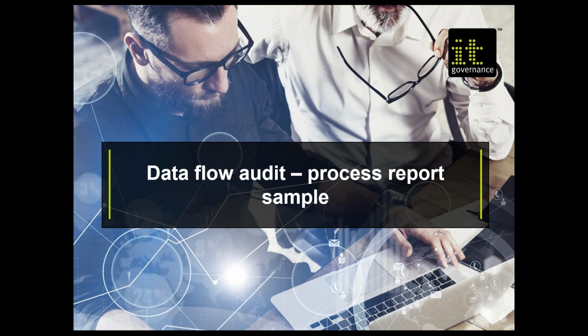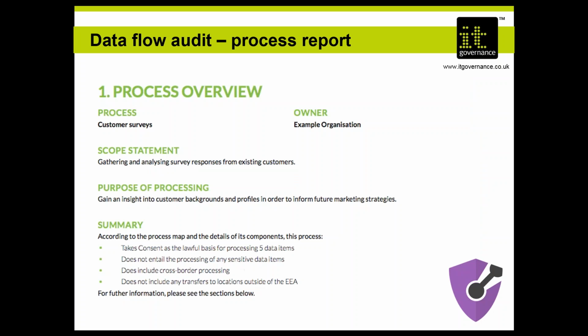So what you're looking to get to typically is a process report that says we've looked at a data flow, and for this example, the process we've looked at might be customer surveys. How do we do a survey? The scope of the audit is the gathering and analyzing of survey responses from existing customers. So we're going to look at the people who put the survey together, how the data is collected, and what happens to the data. The purpose of the processing, because we're collecting and therefore processing personal data, is to gain an insight into customer backgrounds and profiles in order to inform future marketing strategies.